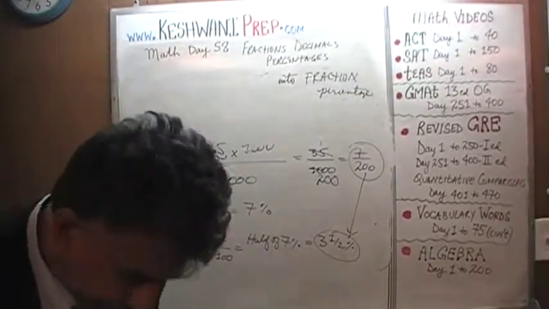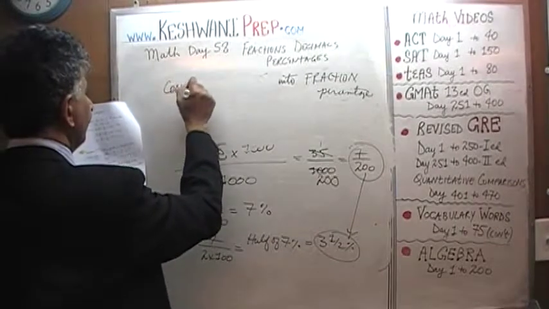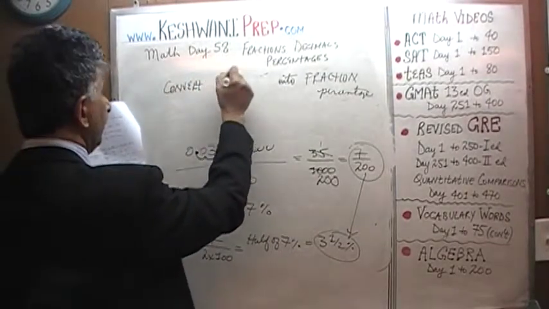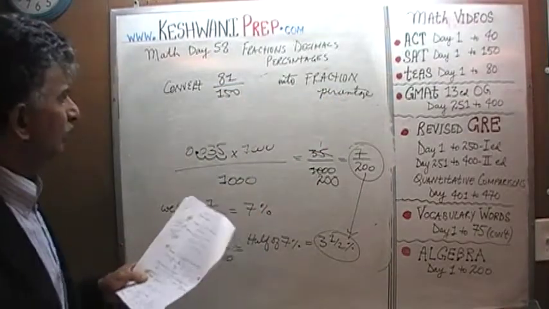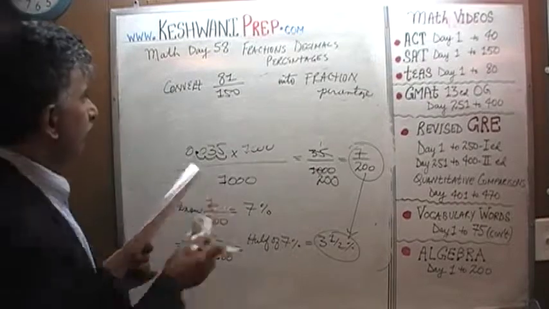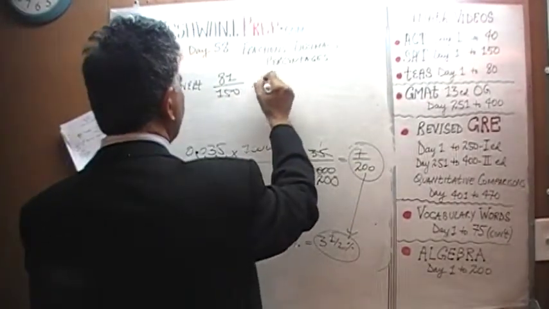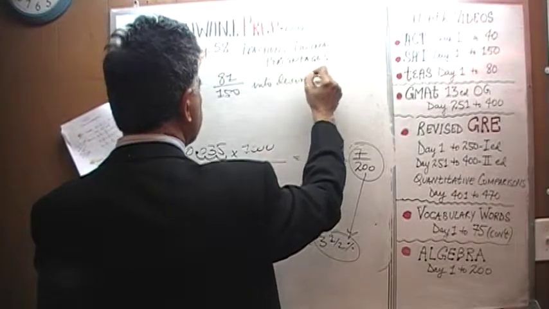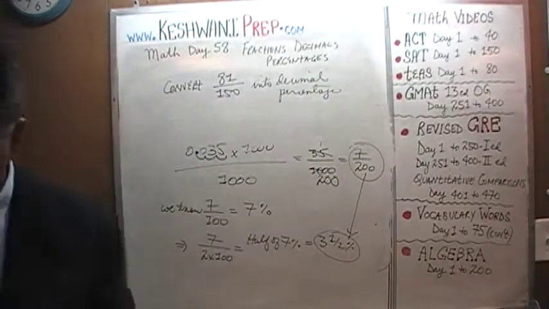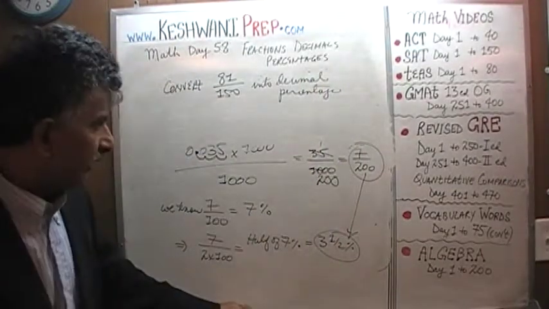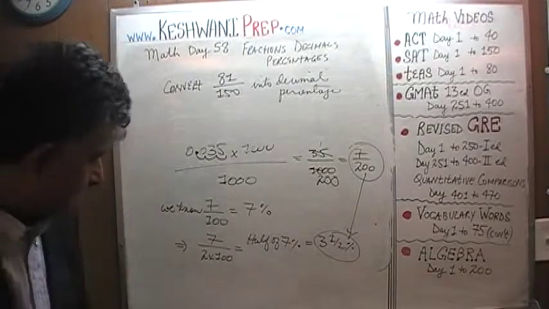Convert 81 over 150 into decimal and percentage. It's already a fraction. Into decimal and percentage. Do it yourself. Pause the video and do it yourself. I'm going to give you 5 seconds to do just that while I change my marker. This marker is dying.